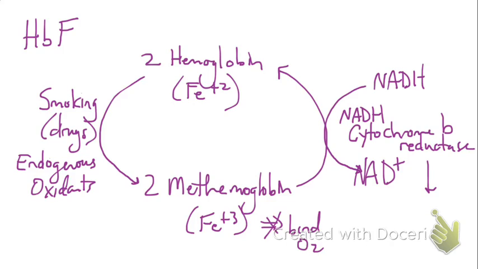But the problem with infants and newborns and babies still in the womb is that a newborn has about half the capacity of the NADH cytochrome B reductase than an adult does. And so that's why smoking can be so bad for infants or for pregnant women to do, because the babies don't have the capacity to reduce their hemoglobin, which would decrease the amount of oxygen their bodies would be able to take up. That's something we naturally need to watch out for with hemoglobin.